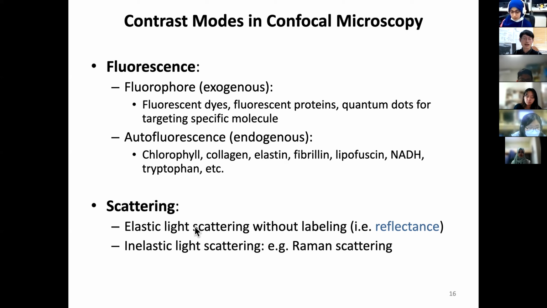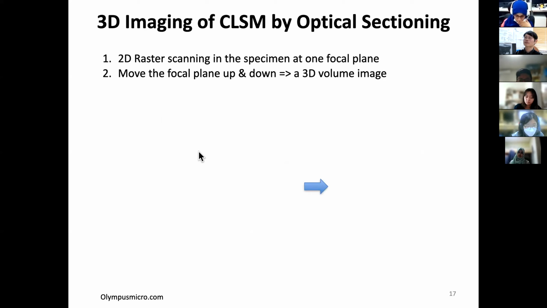So elastic light scattering, good thing is you don't need any label, right? That's why we call it reflection or reflectance mode of confocal. So when you are using confocal microscopy, you can actually use reflection mode, which does not require any specific filters and the others. You just shine the light and you get back the light. Okay. But there are other kinds of inelastic light scattering, for example, Raman scattering. I think I'll deal with this next week, next time.